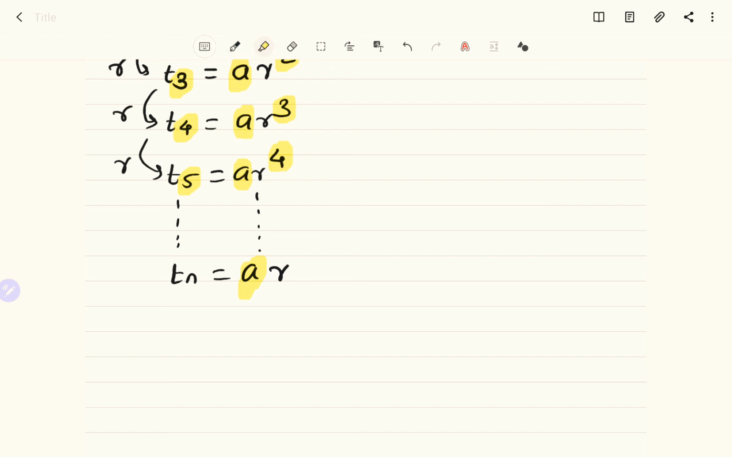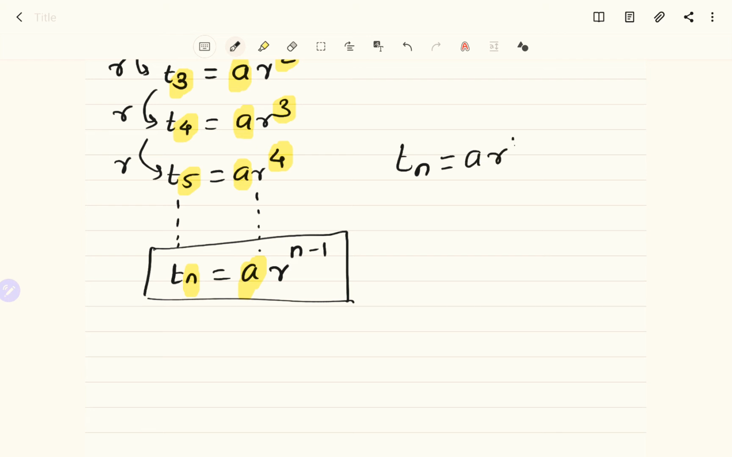Now try to understand this, friends. If it is the nth term, then the power of R must be n minus 1. So AR raised to n minus 1. So here we got the formula for the nth term of geometric progression by observation. The formula for the nth term of geometric progression is AR raised to n minus 1.